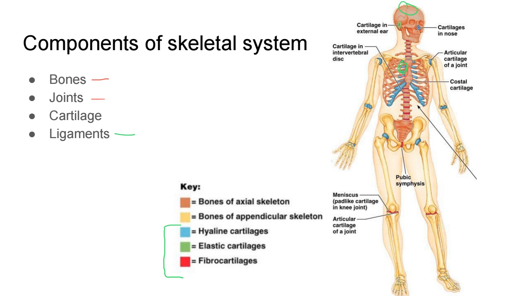And last, the ligaments. I know a lot of you have probably heard of ligaments as well as tendons. Ligaments are bone to bone. So ligaments help hold bones together, where a tendon is muscle to bone.